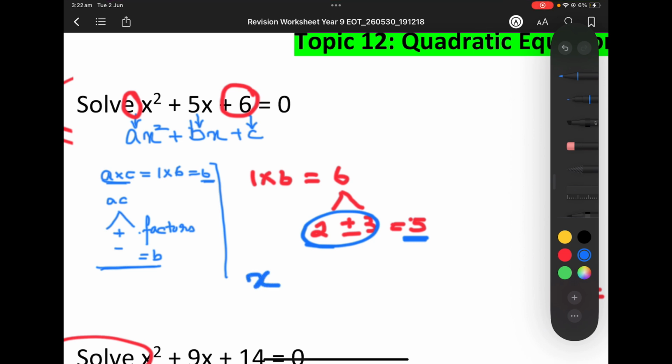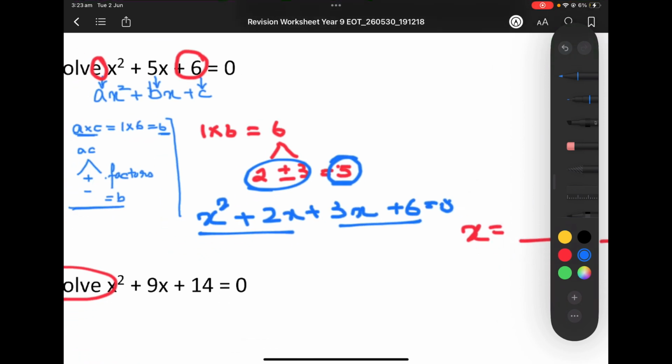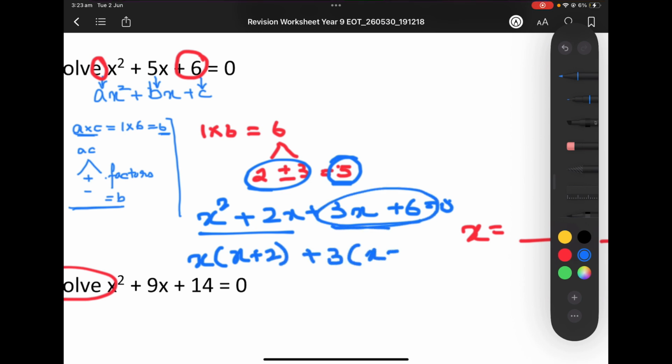Instead of writing x² + 5x + 6, I'm no more going to write 5x directly. I'm going to write it in the factor form, that is 2x + 3x becomes 5x. So I've split the middle term: x² + 2x + 3x + 6 = 0. Then take the first two terms and the second two terms and factorize them. Take the common terms out. Here x goes out and I am left with x + 2. And in these two terms, 3 goes out and I'm left with x + 2.